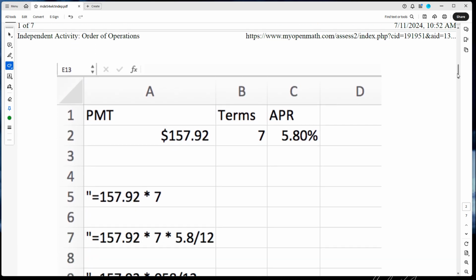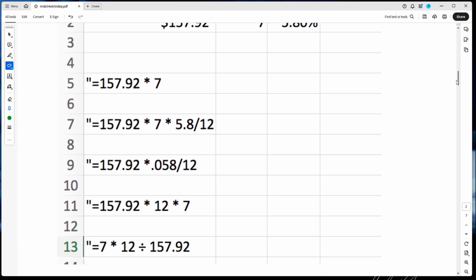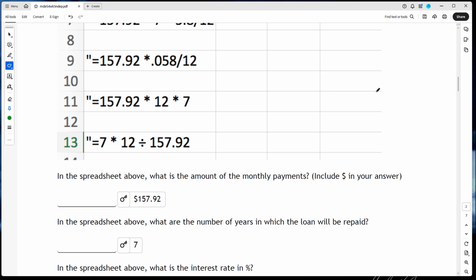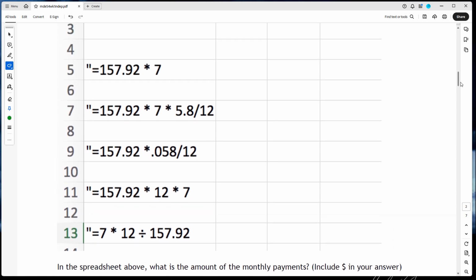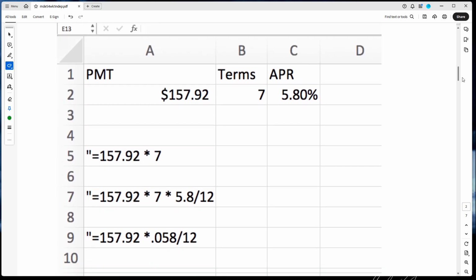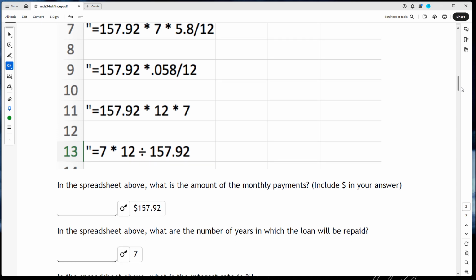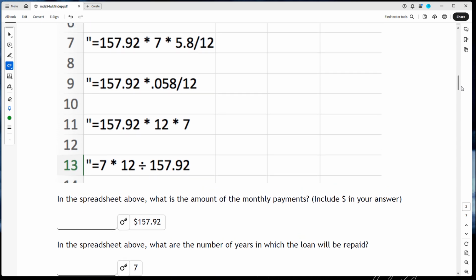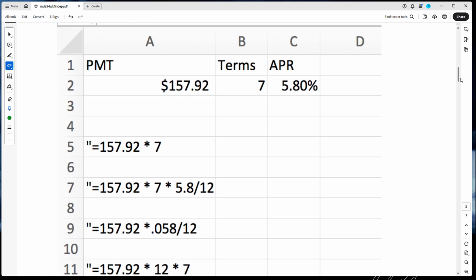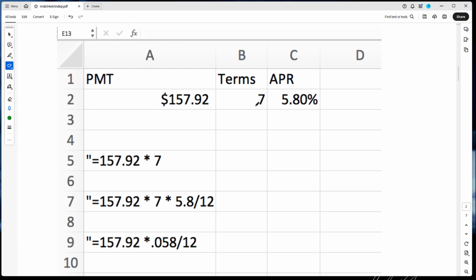And this one here, they give us a spreadsheet with information on it. Question 1 here says, in the spreadsheet above, what is the amount of monthly payments? So we go to the top of the spreadsheet. We see that the amount of monthly is $157.92. What are the number of years which the loan will be repaid? Terms here, 7.